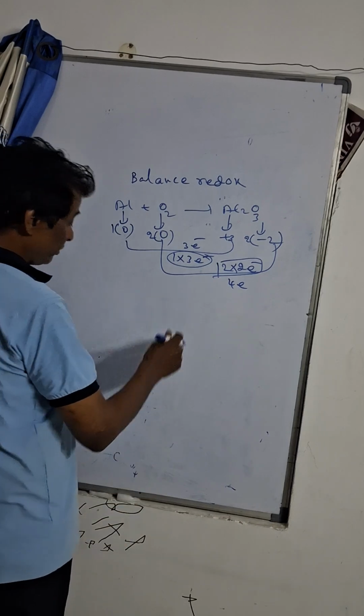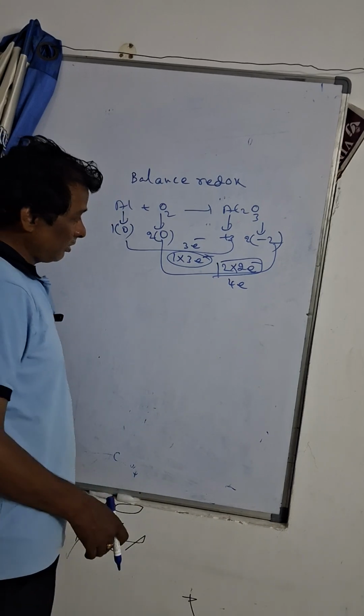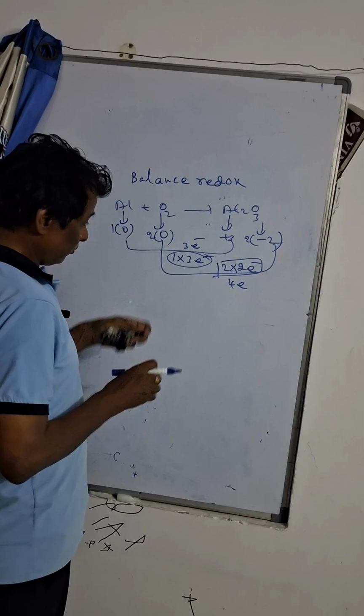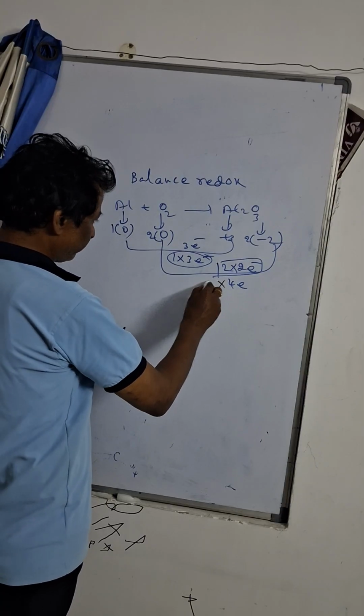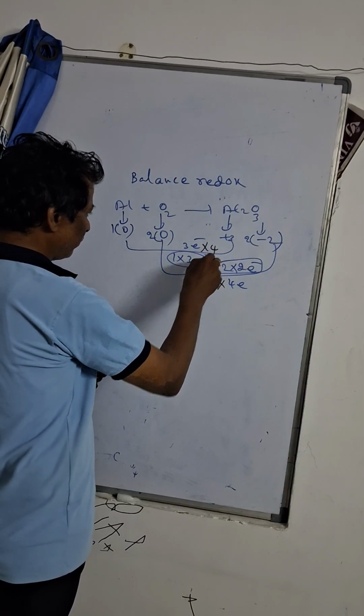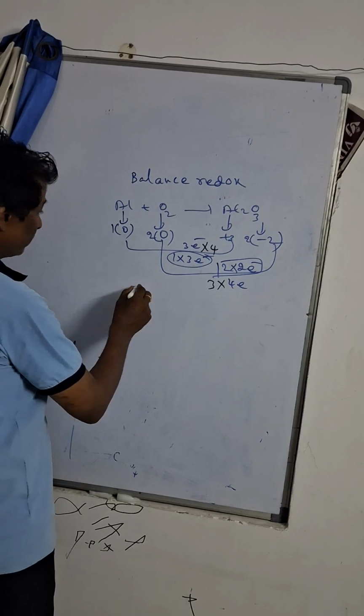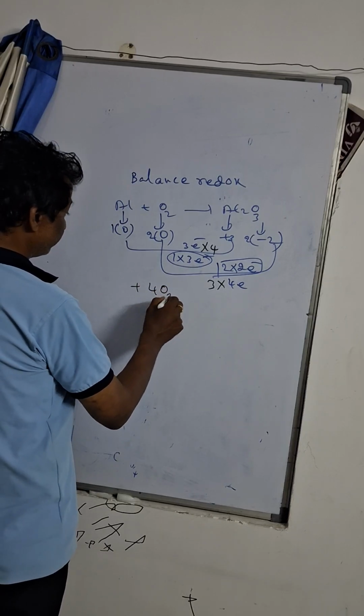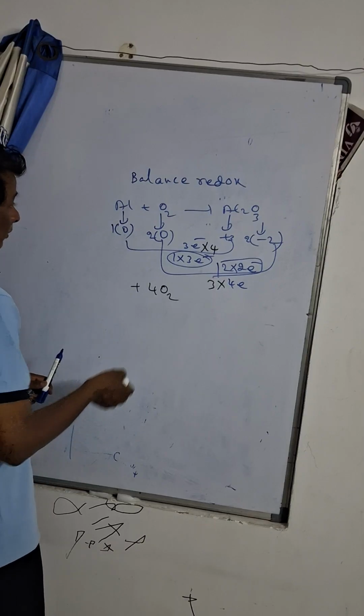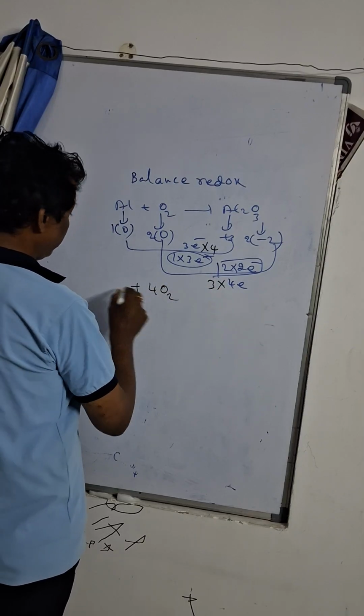How should we equalize this? How to equalize these electrons? 4 electrons, 4 into 3, 12 electrons. 3 into 4, 12 electrons. So plus O2, 3 into O2. Okay, aluminum, 4 into this.